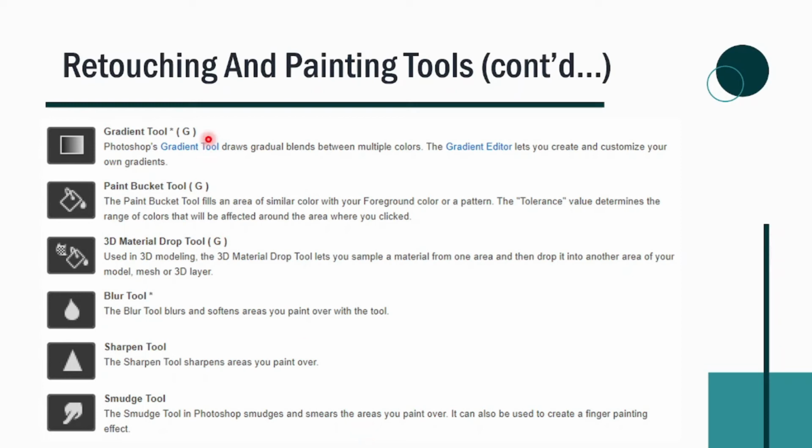So again, continuation for retouching and painting tools, we have here gradient tool. Okay, so letter G. So it draws gradual blends between multiple colors. So gradient editor lets you create and customize your own gradients. So pwede po ta make ta or create a gradient tool na to.